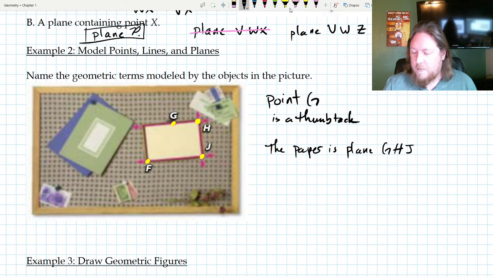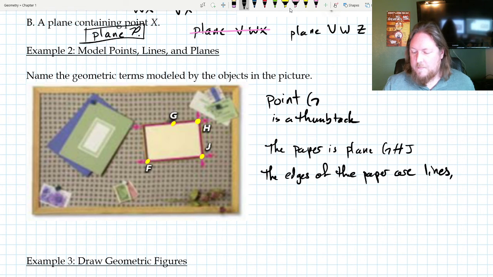So we can say the edges of the paper are lines. Specifically, GH, HJ, and JF.